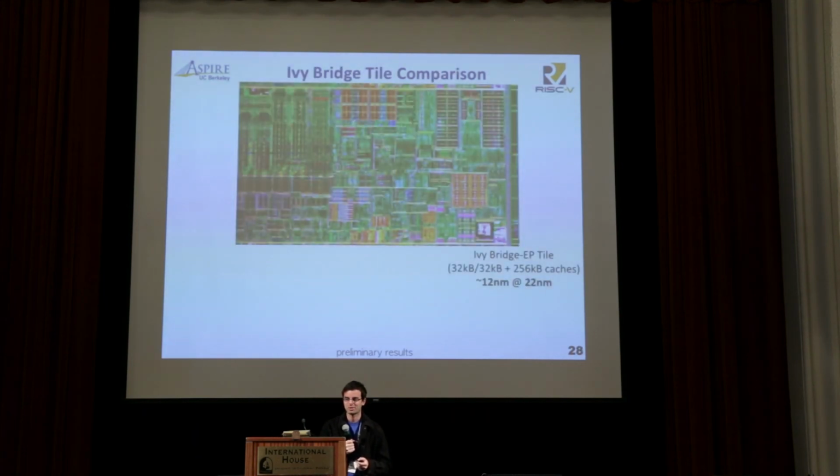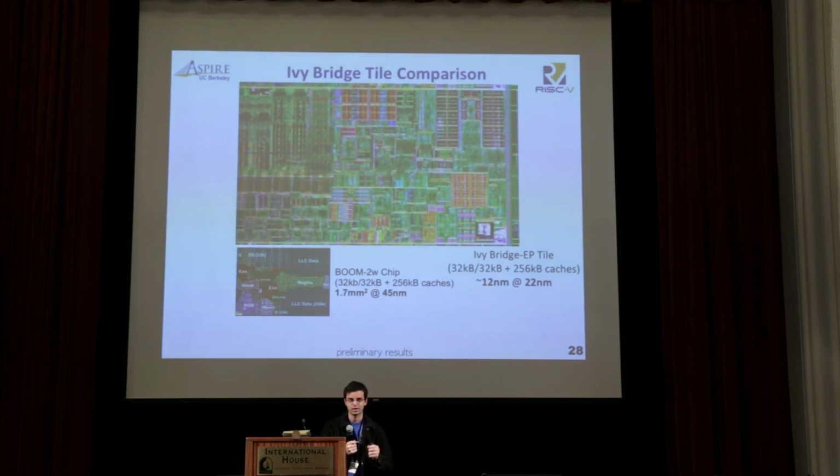And if we want to look at an Ivy Bridge tile, this is with the L1s and the L2s. And we compare it to a Boom with the same L1s and the L2s. This is about the size at 45 versus 22. And if we were, again, to perfectly scale Boom down to 22, this is what Boom looks like. So go and look for the branch predictor, and I think that's probably about the size of it.